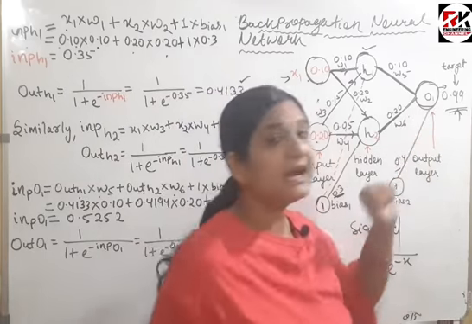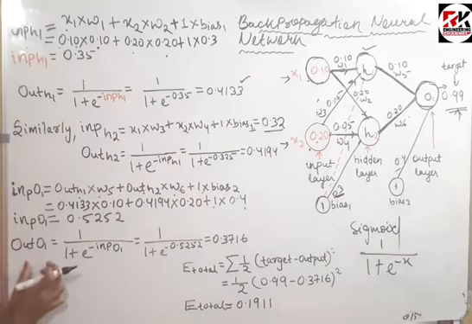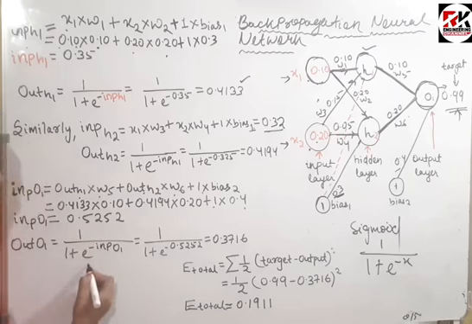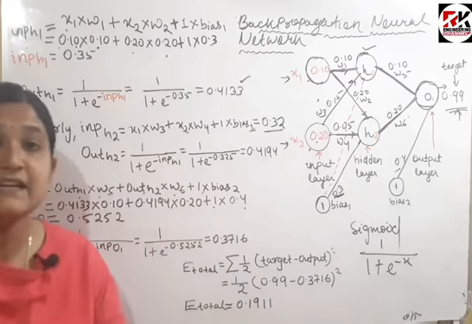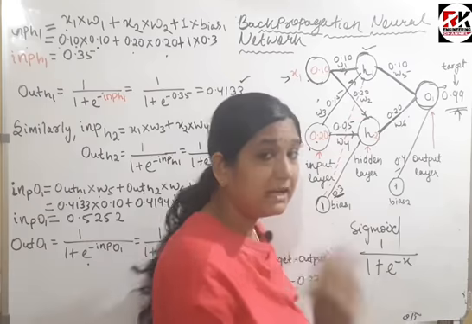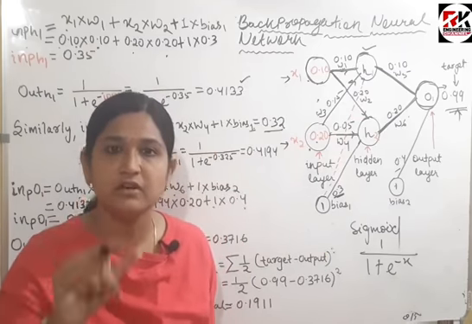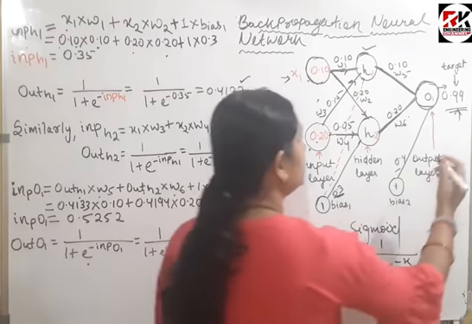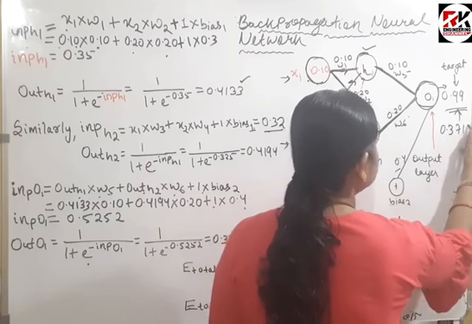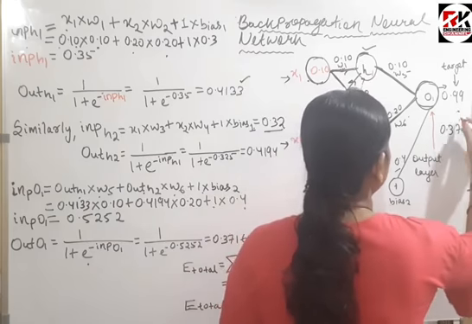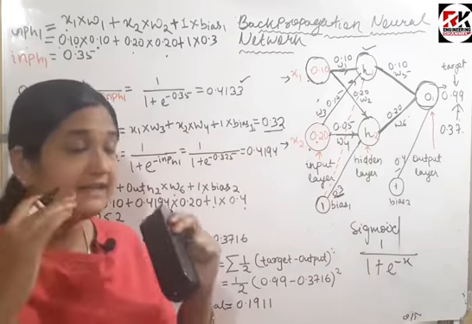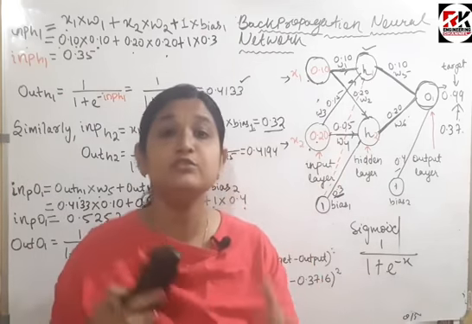Okay, now I have to calculate the output value of O1. So out of O1 is equal to, same, I will make use of my activation function, that is 1 by 1 plus e to the power minus input of O1. So I am getting 0.3716. But here comes the error. Here the point is to be noted. I am getting 0.3716, but my desired target is 0.99. I am getting a huge amount of error.